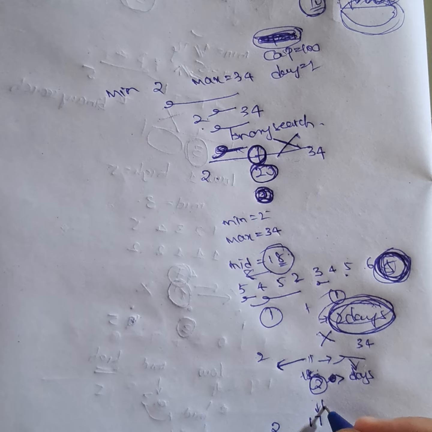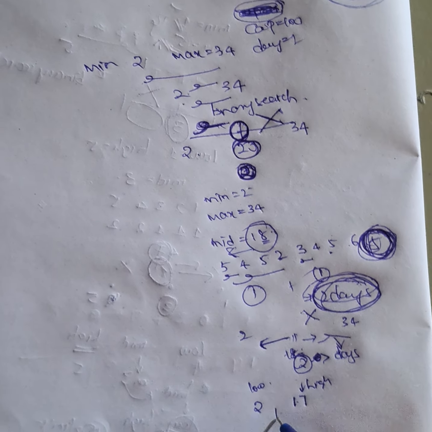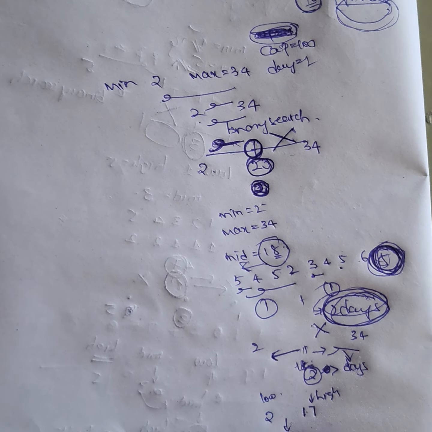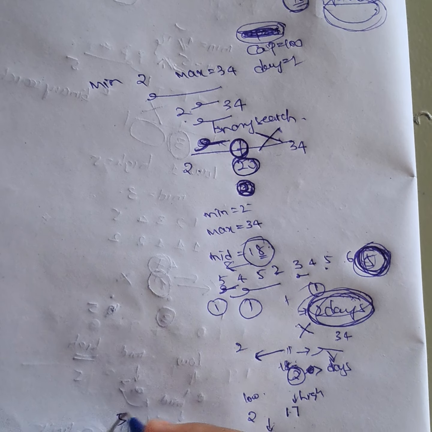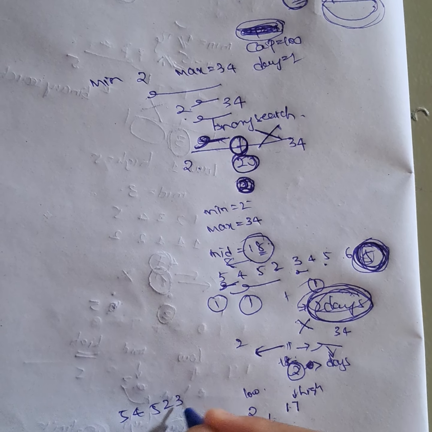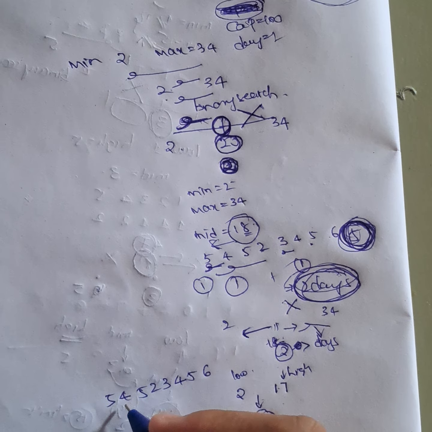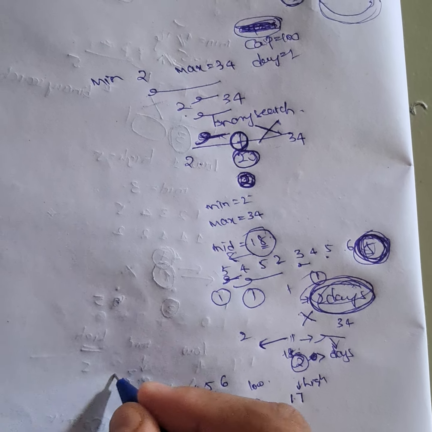So this high will be pointing here, low will be pointing here. When we get the mid, we will get it as 9. When we do it for 9, we can ship these both in 1 day. Let's write it fresh: 5 4 5 2 3 4 5 6. So these both will be shipped in 1 day.